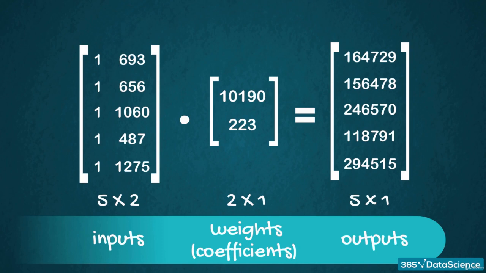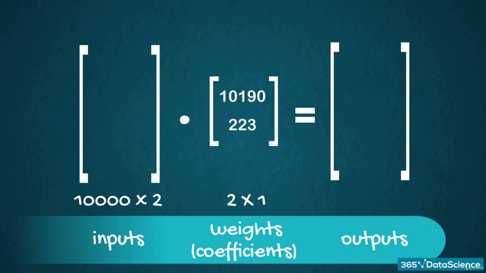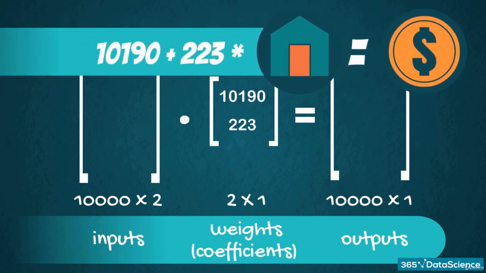Without diving too deep into the mechanics of it here, let's note something. If we have 10,000 inputs, the initial matrix would be 10,000 by 2, right? The weights matrix would still be 2 by 1. When we multiply them, the resulting output matrix would be 10,000 by 1. This shows us that no matter the number of inputs, we will get just as many outputs. Moreover, the equation doesn't change, as it only contained the two coefficients, 10,190 and 223. This concept will turn quite helpful in your machine learning studies later on.